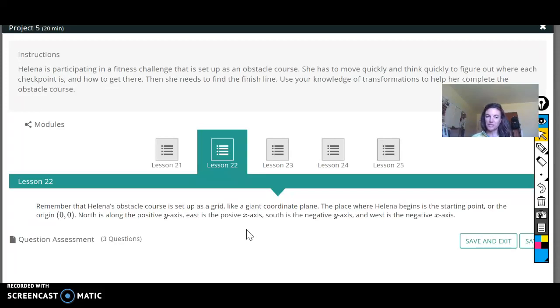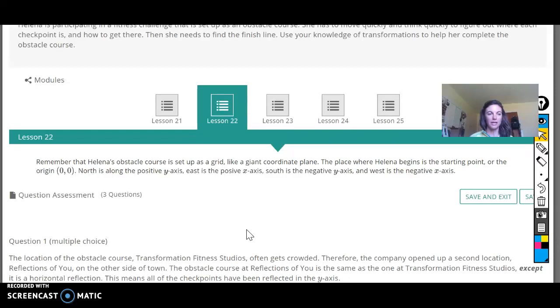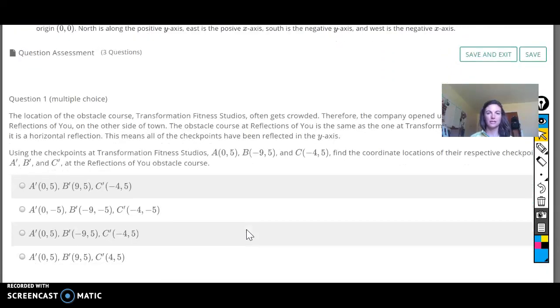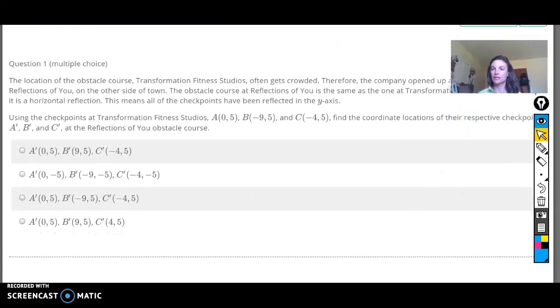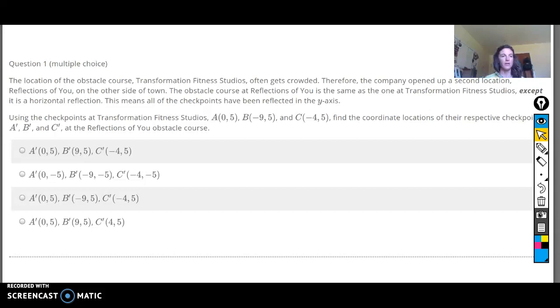We have another 3 questions to work through, and we're still dealing with the obstacle course that is set up like a coordinate plane. So let's go ahead and read through this. Okay, question 1.